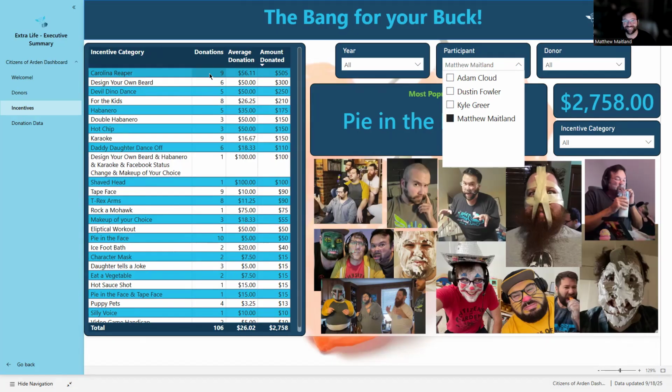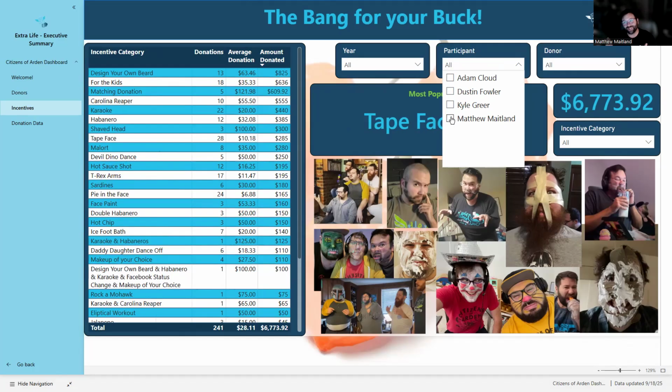Nine. That's a lot of spice. But it's raised a total of $505, which is incredible. Design your own beard. I do have a great beard. Don't have a lot going for me, but I got a nice beard. People love to shave it up into funny shapes every year. So that's raised over $300 over the last 10 years. So just a nice, fun little way that you can break down this information.